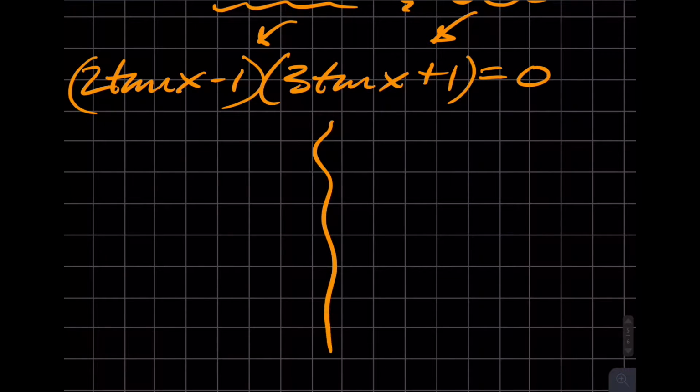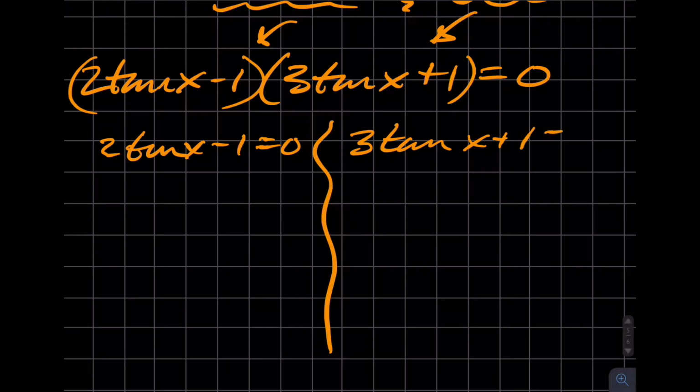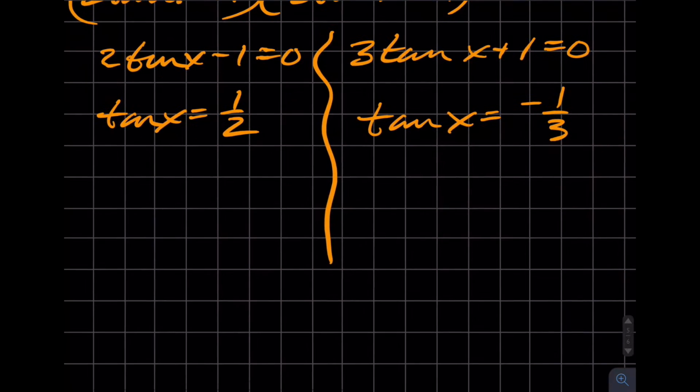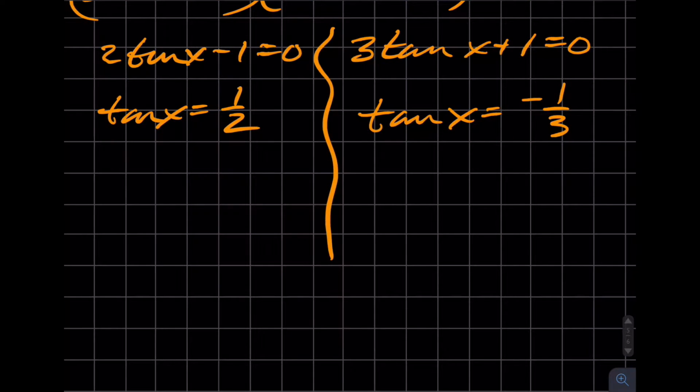And now I have independent factors, and I can set 2 tangent x minus 1 equal to 0, and independently of that, 3 tangent x plus 1 equal to 0. Add 1 to both sides and divide both sides by 2 to get tangent x is equal to 1/2. And subtract 1 from both sides and divide both sides by 3 to get tangent x is equal to negative 1/3. Both of those will result in answers, and in fact we'll have 4 answers for this guy.